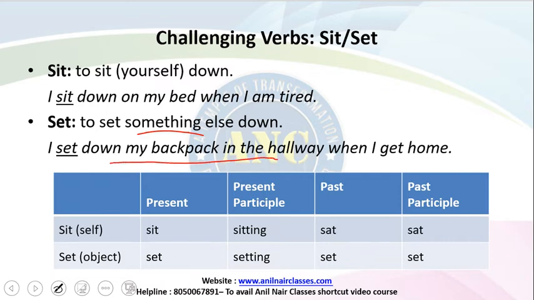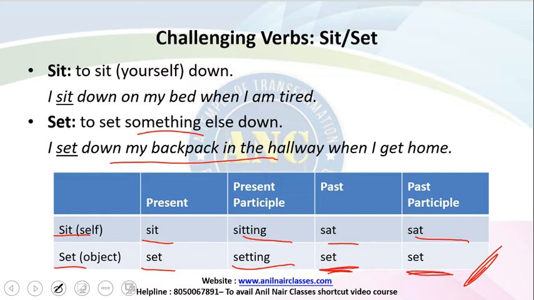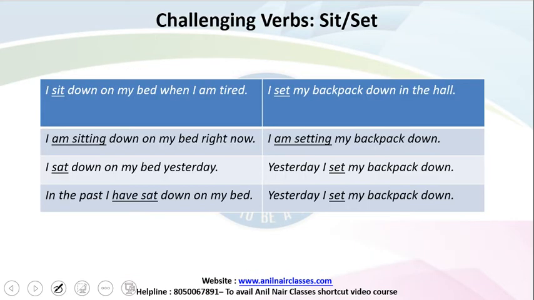So let's look at the different forms of tenses. For sit: sit, sitting, sat and sat. For set, it is set, setting, set and set again, right? If you look at it, the transitive verb, it's the same in past and past participle. Let's look at a few examples.